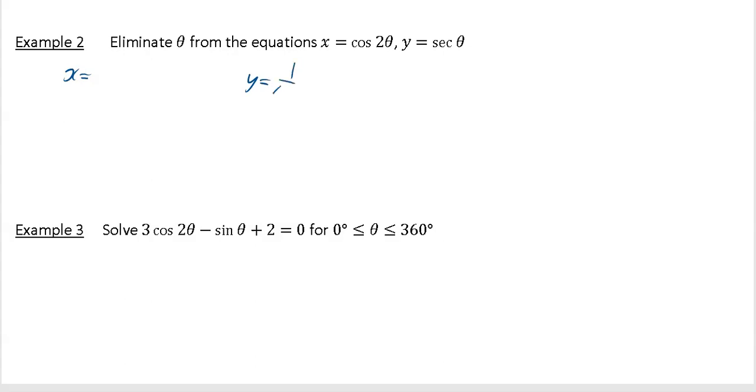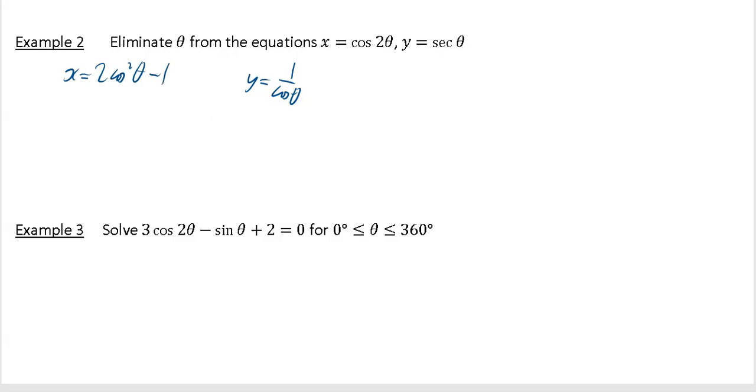Sec theta is the same as 1 over cos theta. Now, if I write out my x, there's three different ways I could write it. Because it's cos 2 theta, I could write it as cos squared theta minus sine squared, I could write it as 2 cos squared minus 1, and I could write it as 1 minus 2 cos squared. I'm going to use the second way, 2 cos squared theta minus 1.